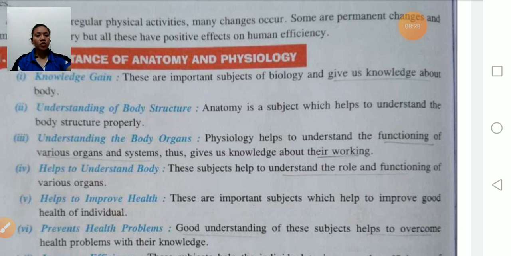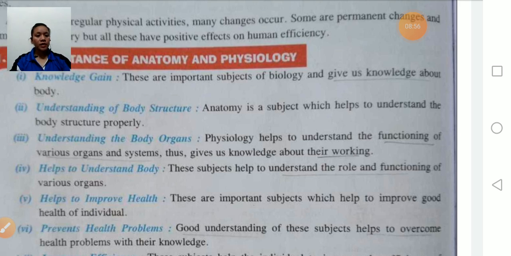Understanding the body organs: physiology helps to understand the functioning of various organs and their systems, how our different organs function, and what their effect is. Through physiology, we get knowledge about their working. It helps in understanding the body.